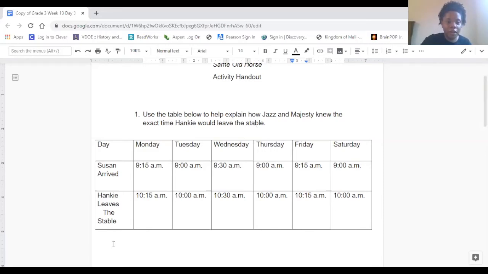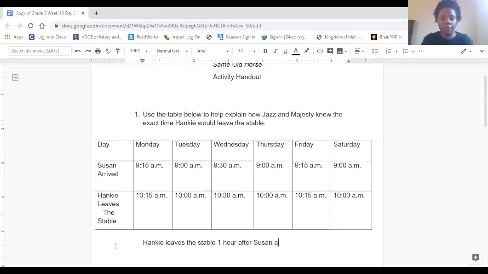And so I'm going to write the pattern. Hanky leaves the stable 1 hour after Susan arrives. Great job. So when we are identifying patterns, we have to make some observations. We have to observe.